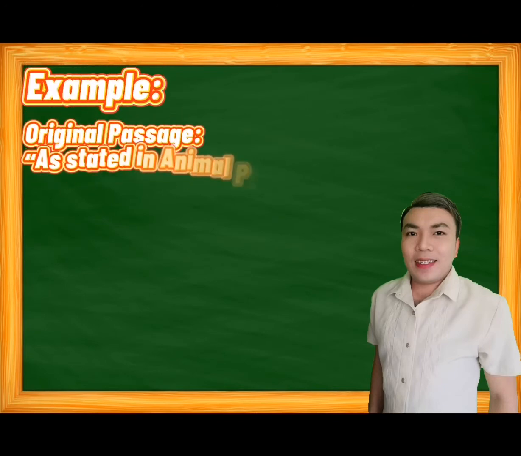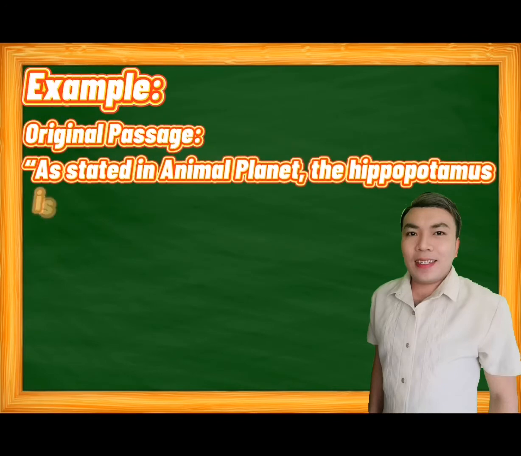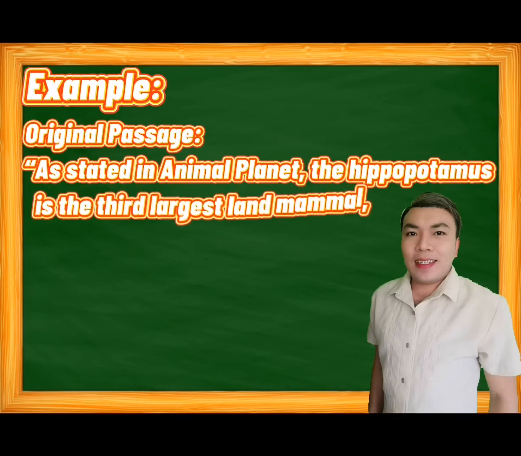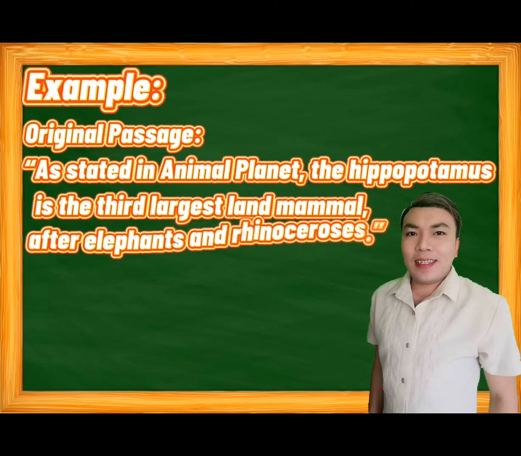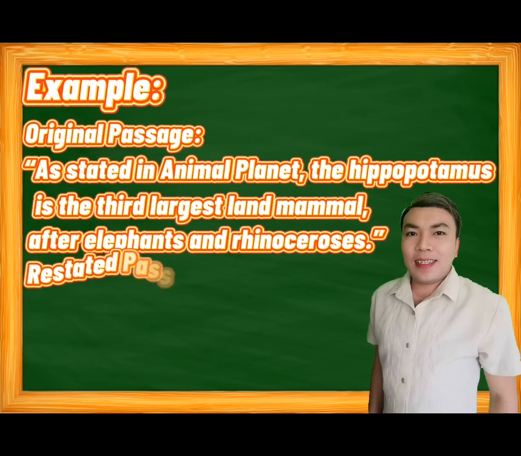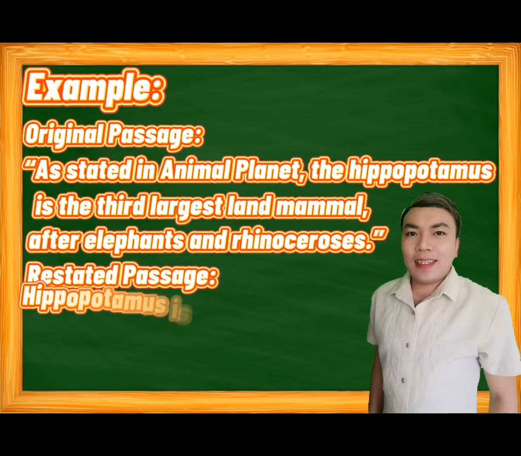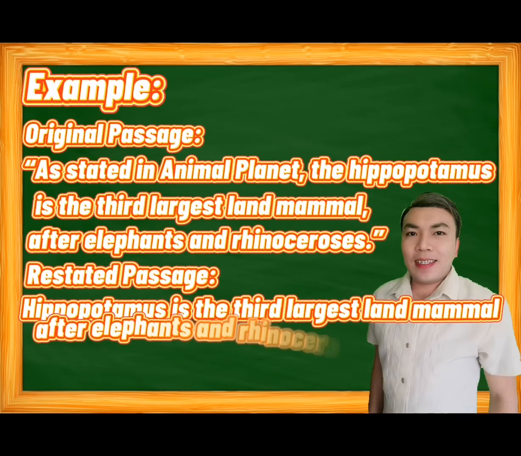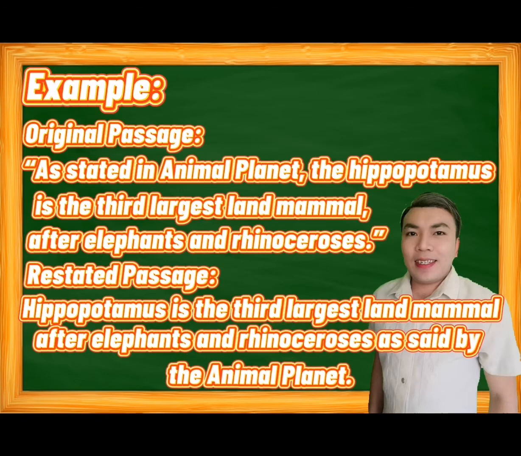The original passage is, as stated in Animal Planet, the hippopotamus is the third largest land mammal after elephants and rhinoceroses. In the restated passage, hippopotamus is the third largest land mammal after elephants and rhinoceroses, as said by the Animal Planet.